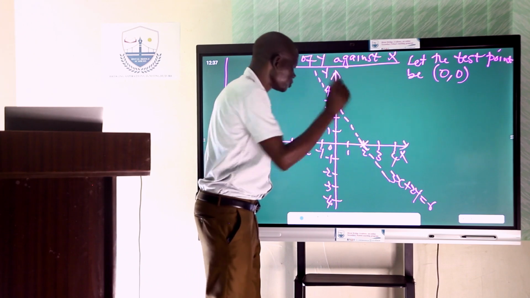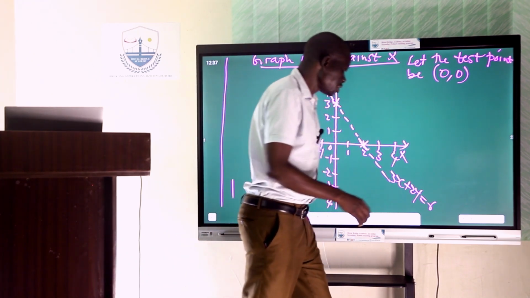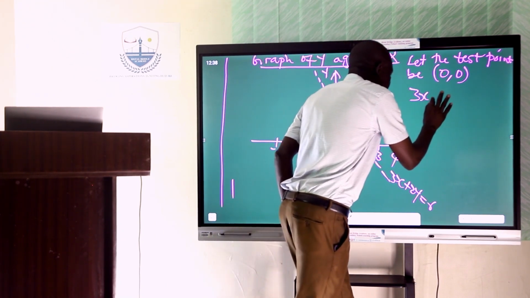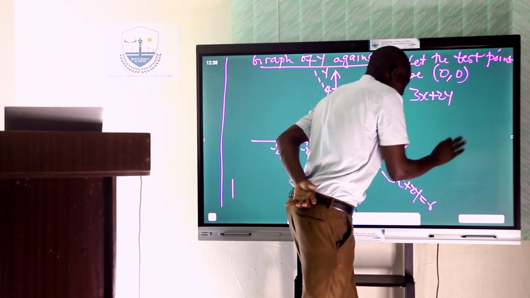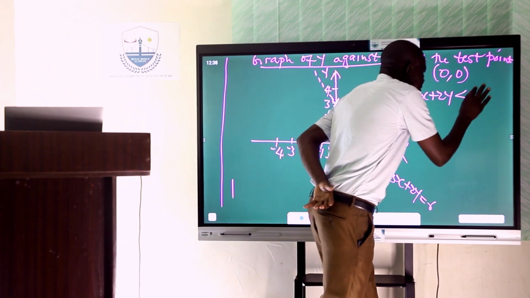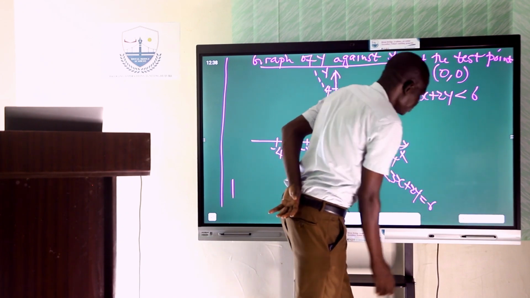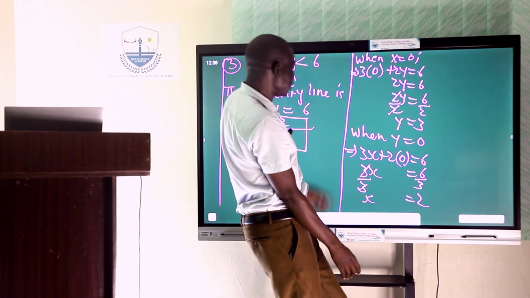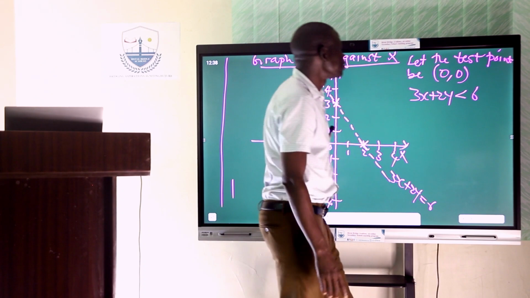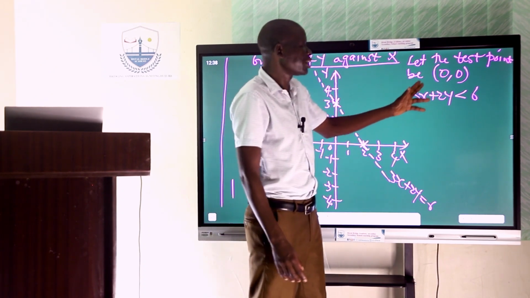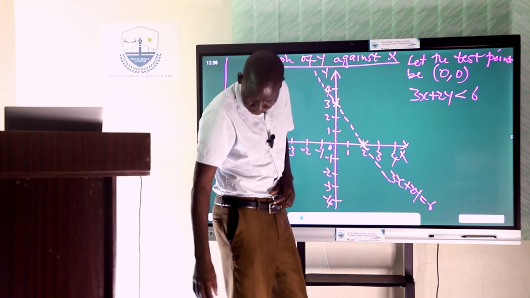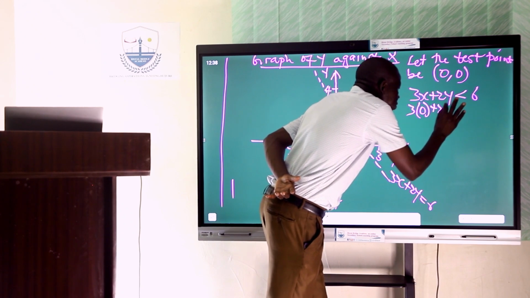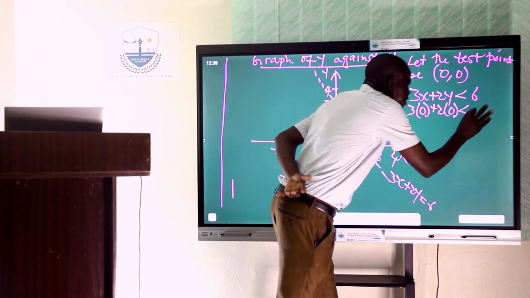So if it's (0, 0), remember our inequality was 3x plus 2y is less than 6. Yes, less than 6. That is it. So we substitute. Where there is x, we put 0. Where there is y, we also put 0. So we shall have 3 into 0 plus 2 into 0. Is it less than 6?